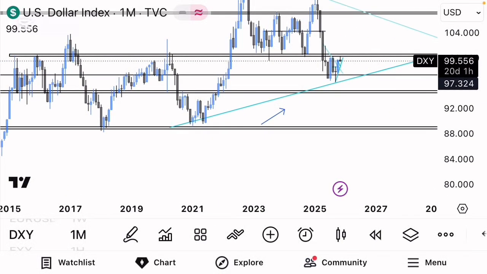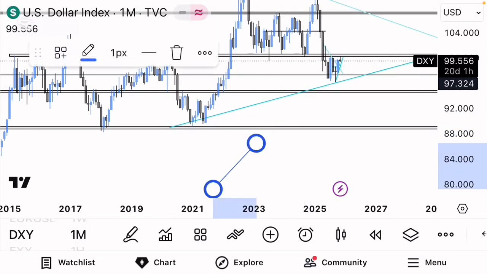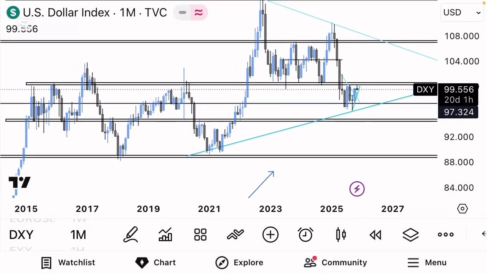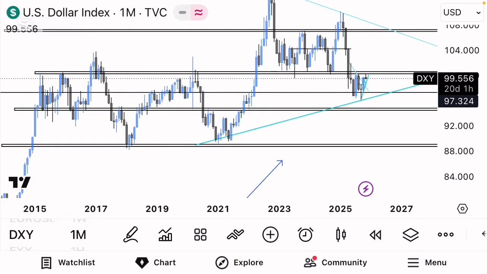So on today's episode, I'm going to be talking about the DXY, Euro, Dollar, and we're talking about gold. So, let's look at this.